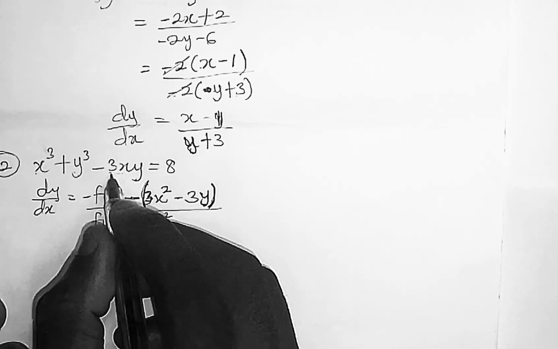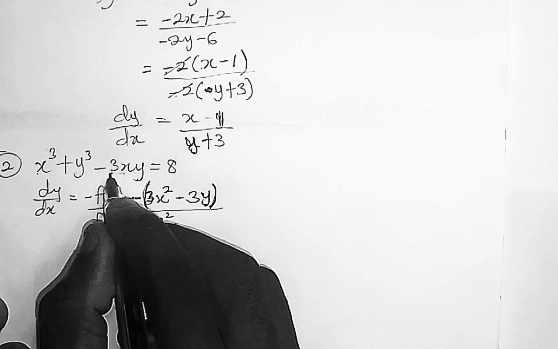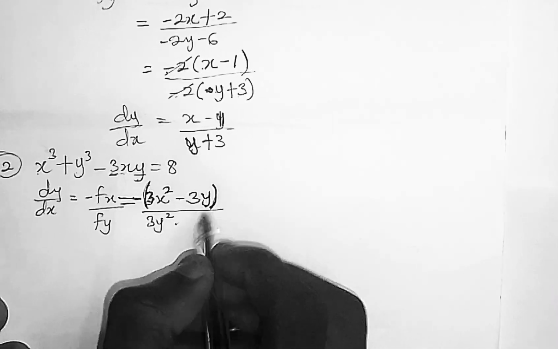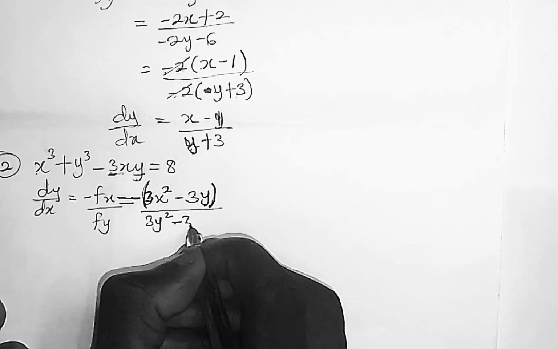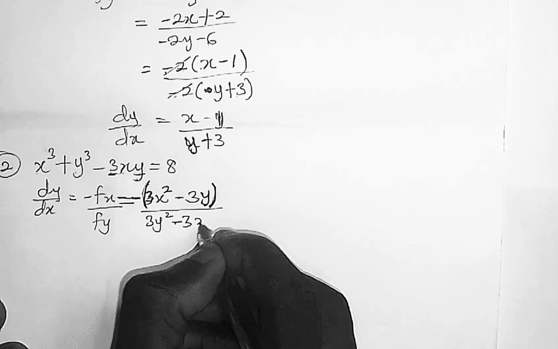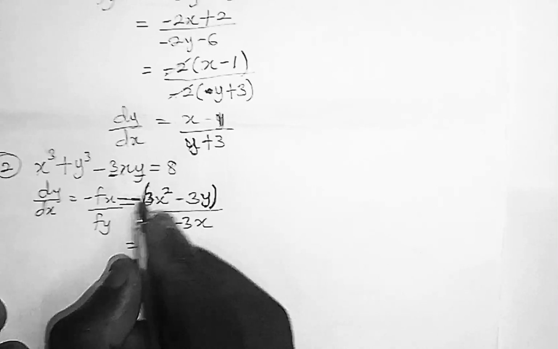So then if you differentiate minus 3xy, you are differentiating minus 3y now with respect to y. If you differentiate minus 3y, you are going to have minus 3. Then multiply by the constant. So that's how you have minus 3x. Now open the bracket with minus.